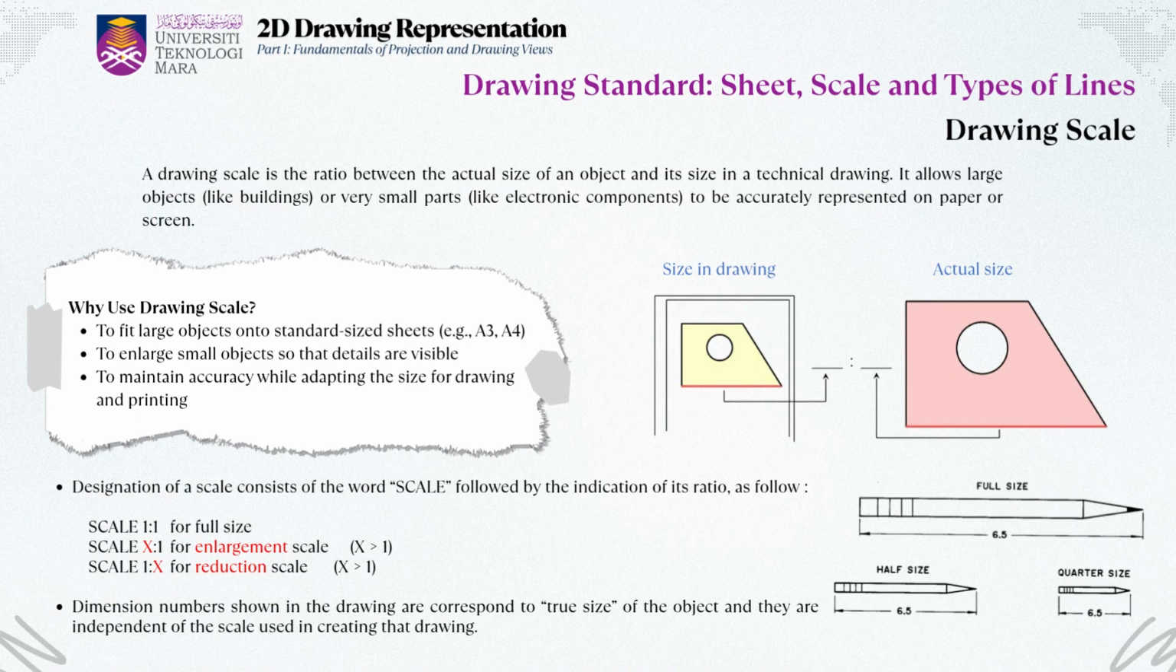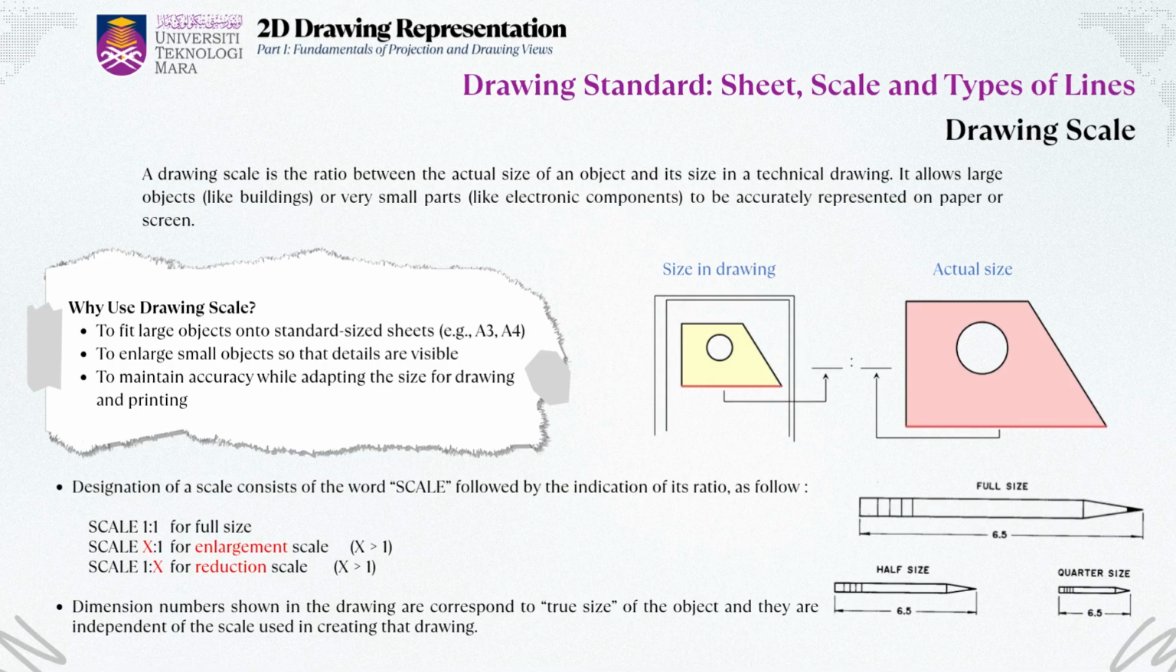There are three main reasons. First, it helps us fit large objects onto standard-sized paper like A3 or A4. Second, it lets us enlarge small objects so we can show more details clearly. And third, it helps us keep the measurements accurate, even when we change the size of the object in the drawing.